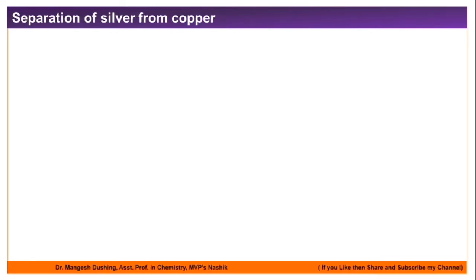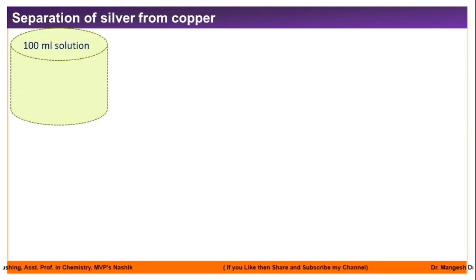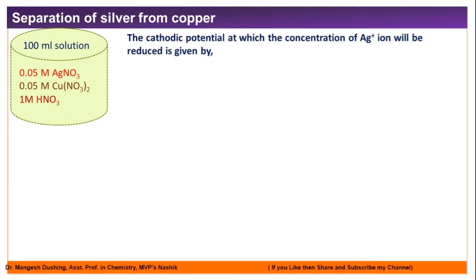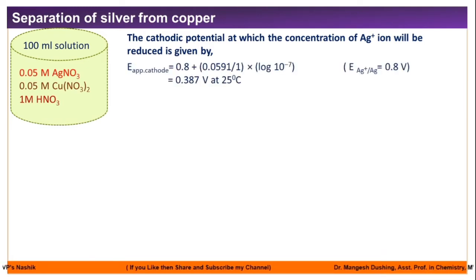Now we'll take the example of separation of silver from copper. Suppose this is the system which contains 100 ml of solution, which is a mixture of 0.05 molar AgNO3 and 0.05 molar copper nitrate, and 1 molar HNO3 is there. So the cathodic potential at which the concentration of Ag+ ion will be reduced is given by the equation like this.